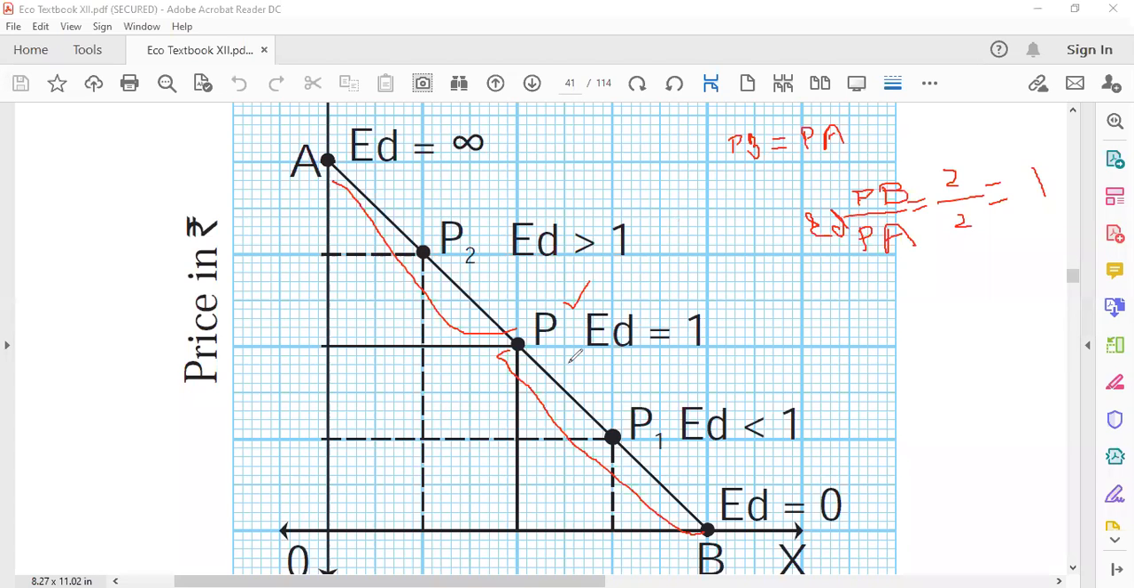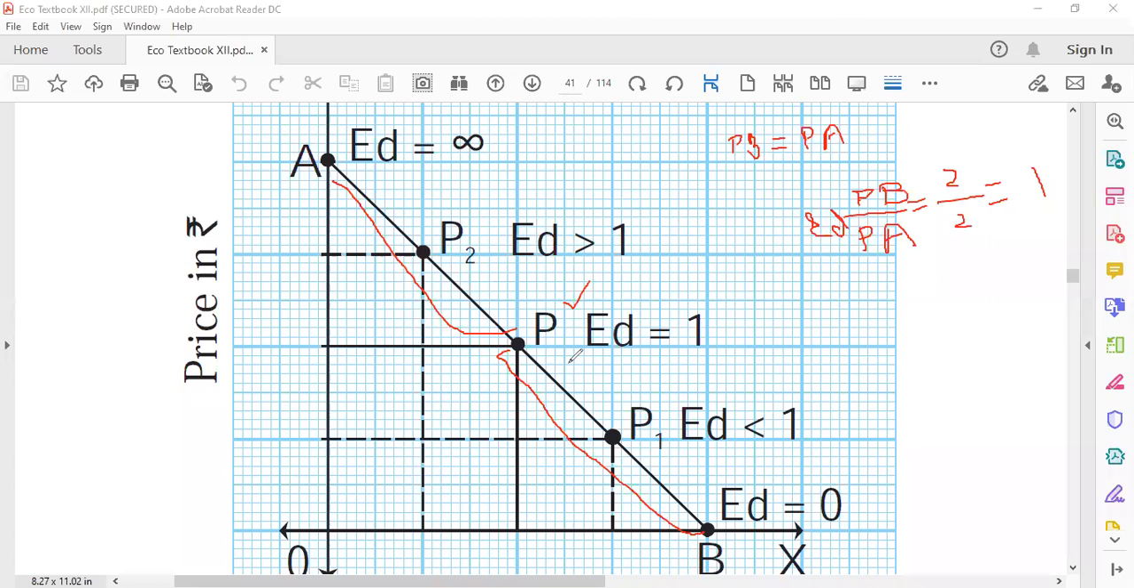When the coefficient of elasticity is equal to 1, that means what? Demand is unitary elastic demand. अभी इसका मतलब क्या हो रहा है कि डिमांड कैसे है? Unitary elastic.